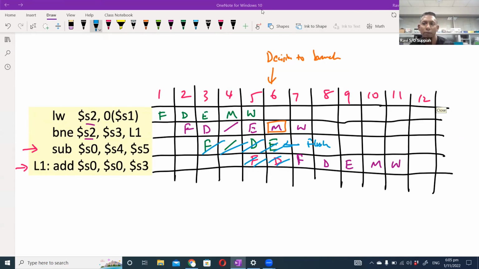Flush doesn't affect instructions before it. It's only the instructions that are after the current execution stage, I mean the stages before it in the pipeline.